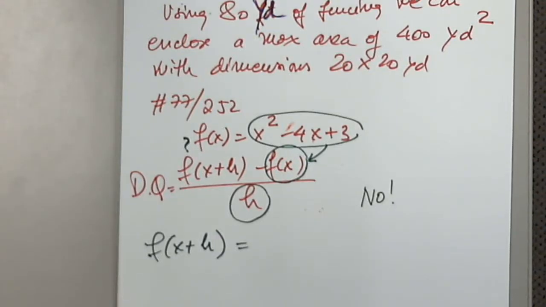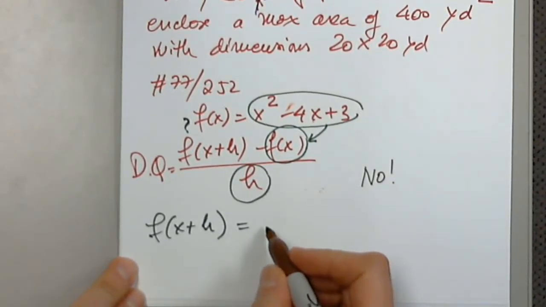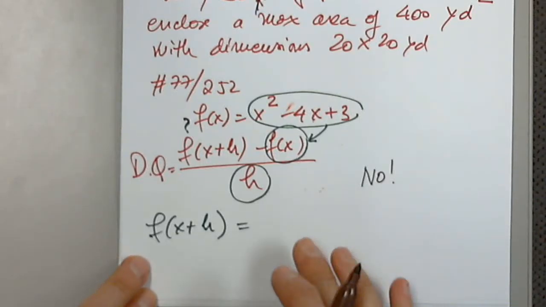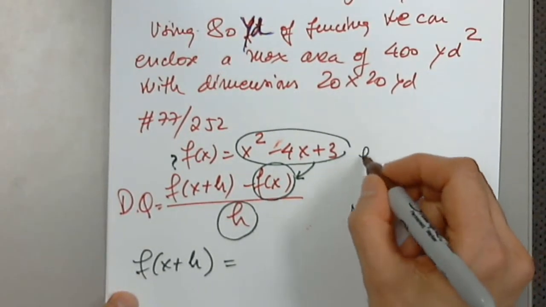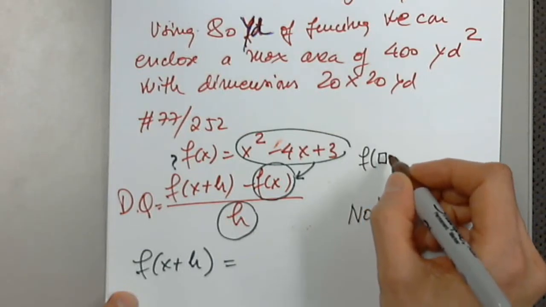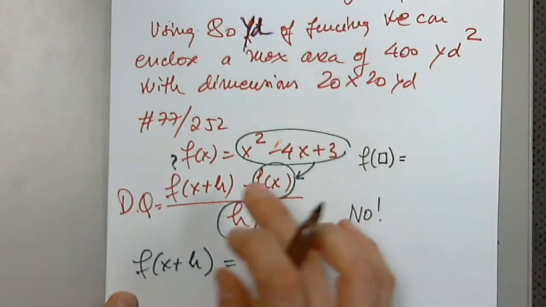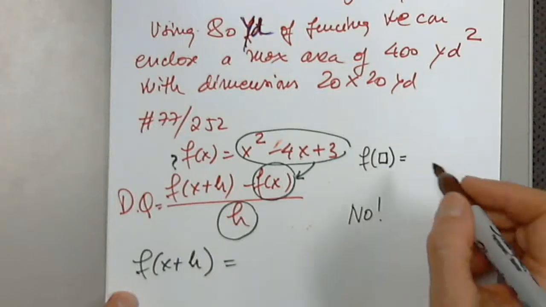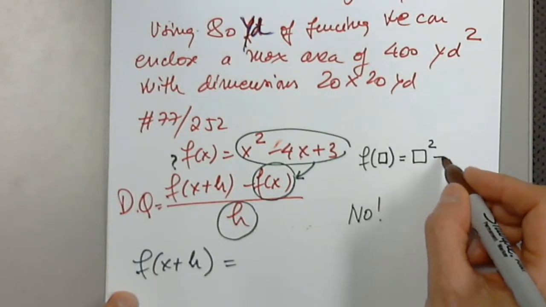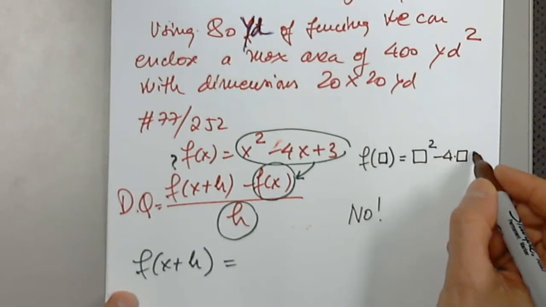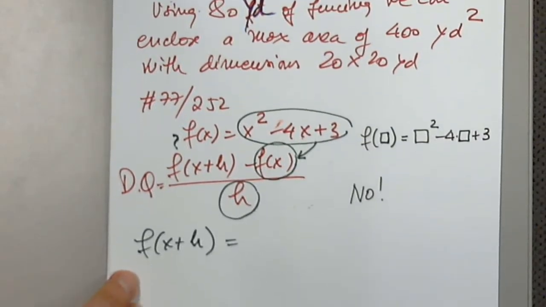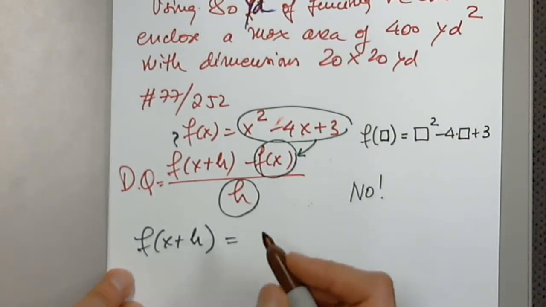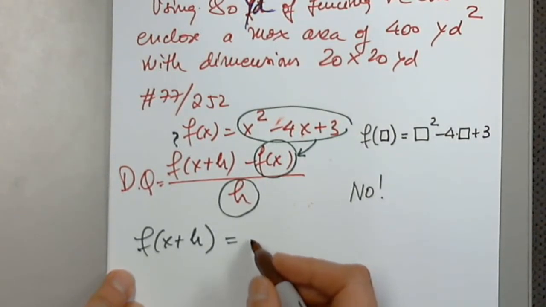Okay, f of x plus h equals... difference quotient. Okay, this is very important. Here's how we look at the function: f of whatever equals whatever squared minus 4 times whatever plus 3. Now this should ring a bell, a big one, the Liberty one.